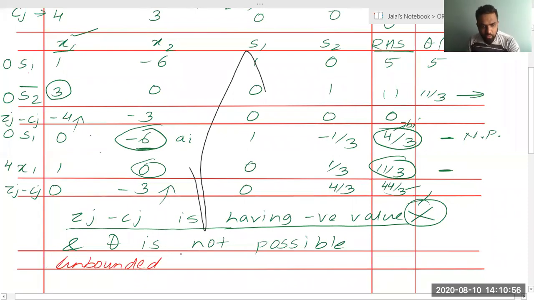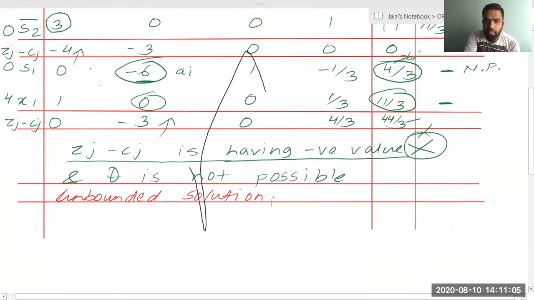Such kinds of solutions are called unbounded solutions. Now, if you want to understand unbounded solutions, you need to do something. I'll just take you to the graph.